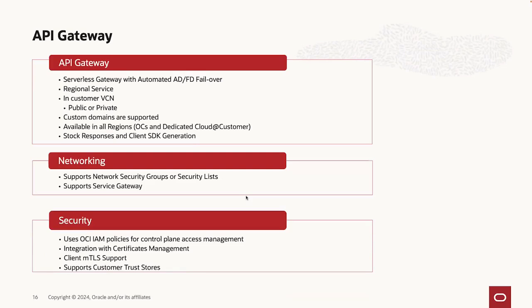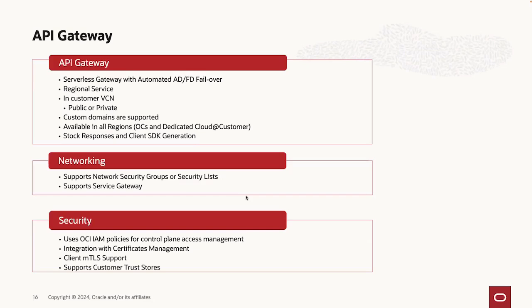From a security perspective, it is protected by the OCI IAM service. So you have to write IAM policies to allow your control plane users to manage or perform CRUD operations on API gateway instances. The service is integrated with the certificate management service to manage certificates for your API gateway instances.